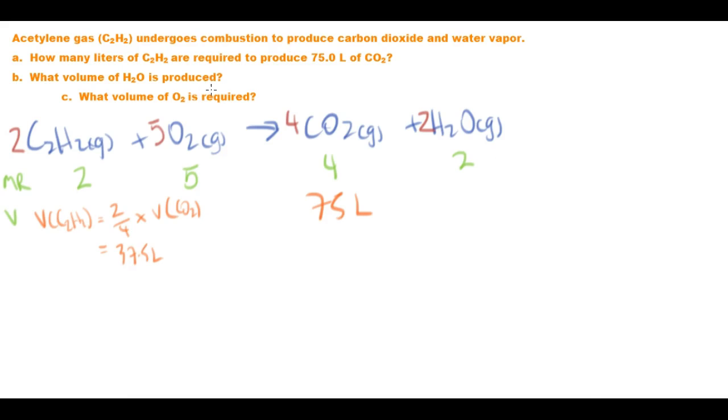In question B, how much water is produced? It's going to be the same as acetylene, because the number of moles of water produced is the same as acetylene, so that's going to also be 37.5 liters. Now oxygen gets a little bit more complex. The volume of our oxygen is going to be 5/4 of the volume of what we do know, which is carbon dioxide, and that is 93.75 liters. And there is your answer.